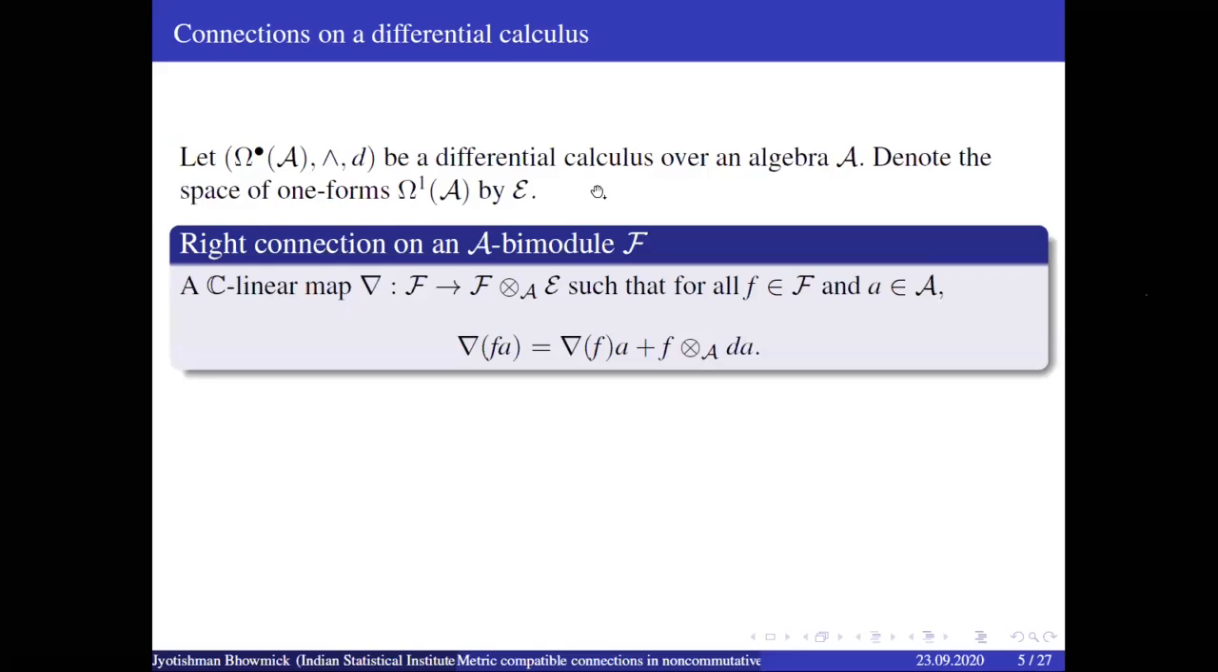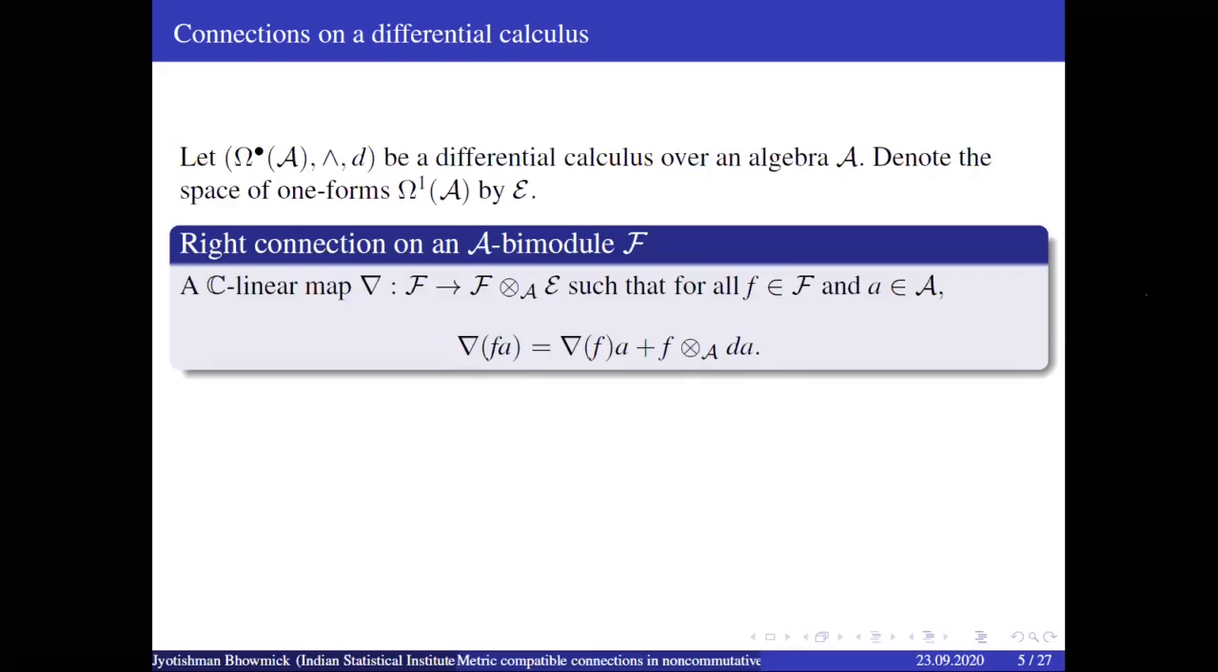Okay, suppose I have an A bimodule F. So it is a left A module as well as a right A module such that the left and the right actions commute. I will consider what are known as right connections. It will be a complex linear map nabla from F to F tensor E, where the tensor product is over A, such that for all f in F and a in A, this Leibniz-like condition is satisfied.